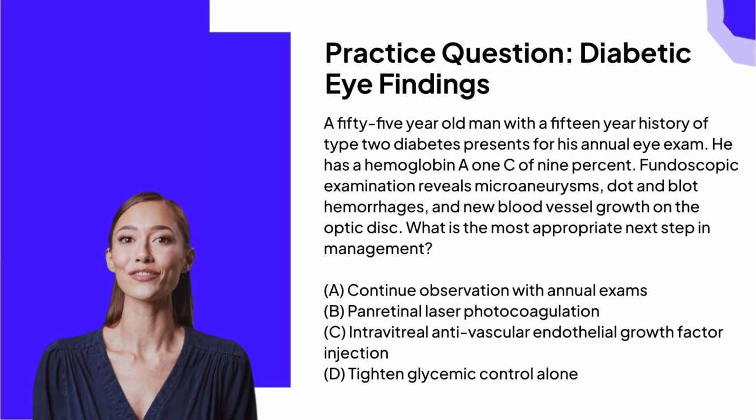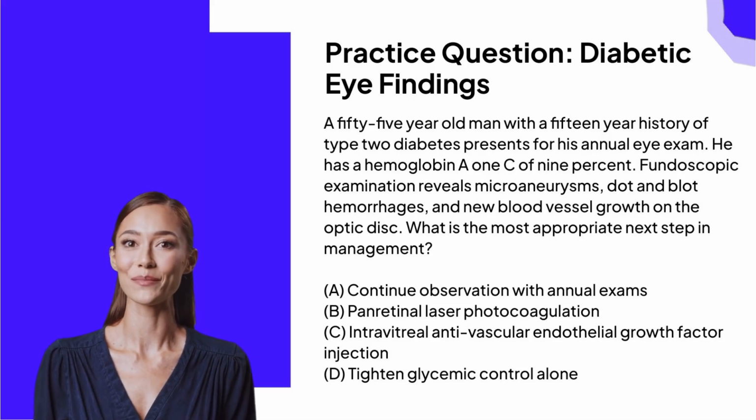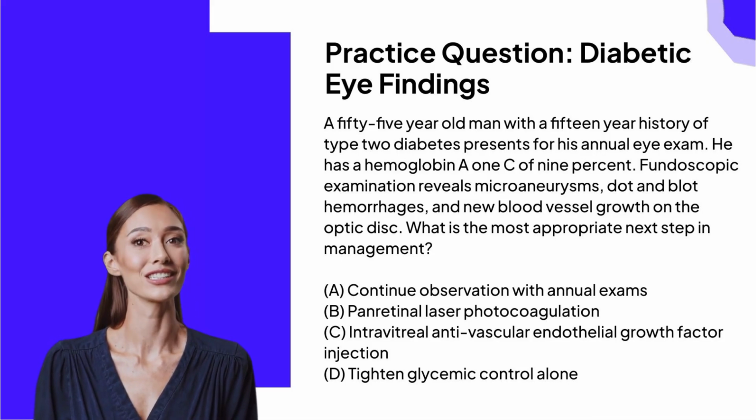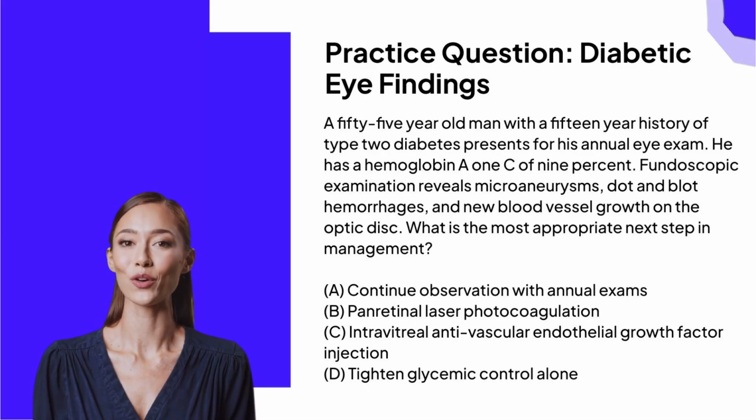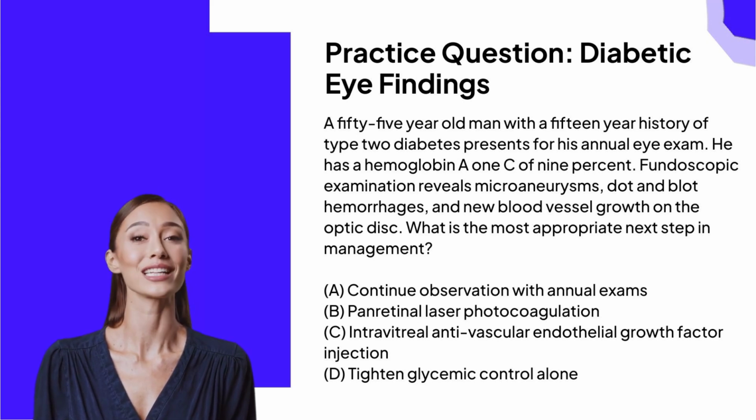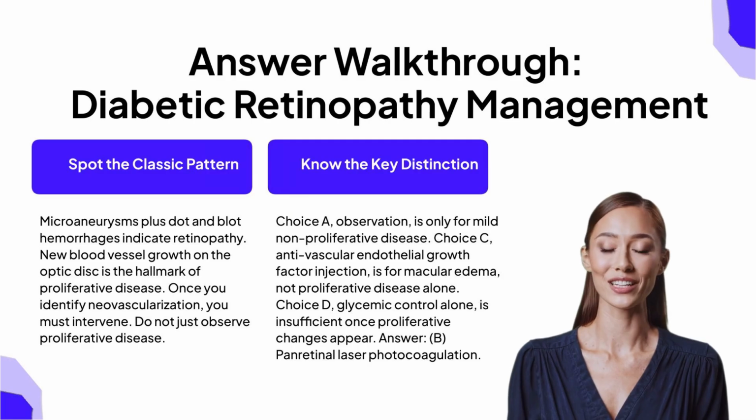Microaneurysms and hemorrhages are features of non-proliferative disease, but new blood vessel growth on the optic disc is the hallmark of proliferative disease. That is the critical finding here. What does proliferative disease require? Think about the management algorithm before looking at the answer choices. Let us break this answer down.